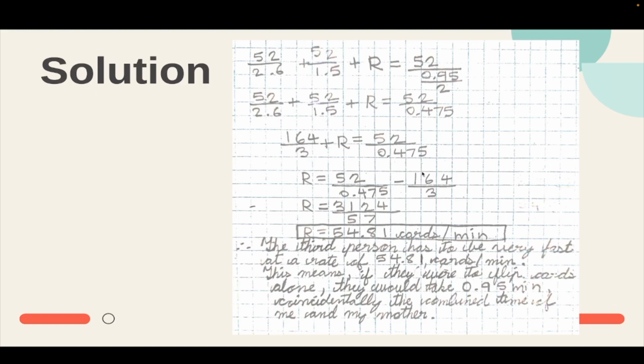And when we take that to the other side and subtract that from this fraction, 52 over 0.475, we get 3,127 over 57. Now this gives us a rate of 54.81 cards per minute. And that's the rate at which the third person has to perform their task such that we finish in half the time that we found in part B. The third person has to be very fast, at a rate of 54.81 cards per minute. This means if they were to flip the cards alone, they would take 0.95 minutes. Coincidentally, the combined time of me and my mother is also 0.95 minutes.